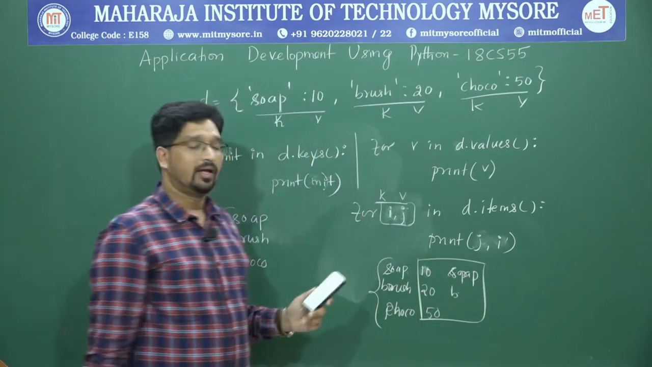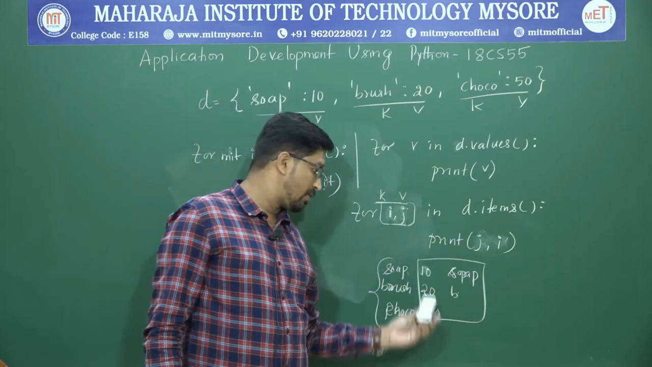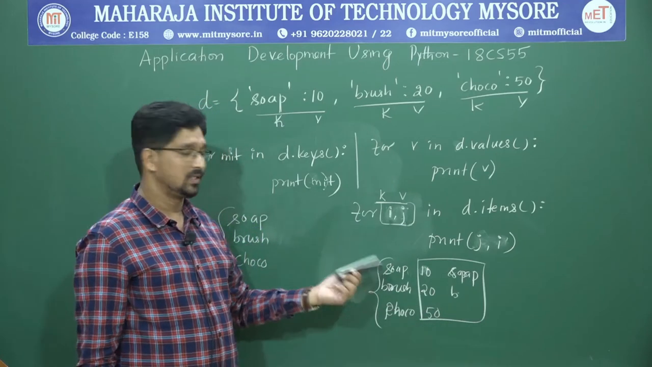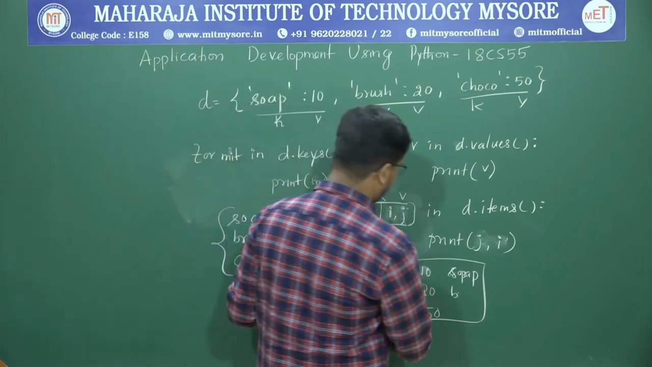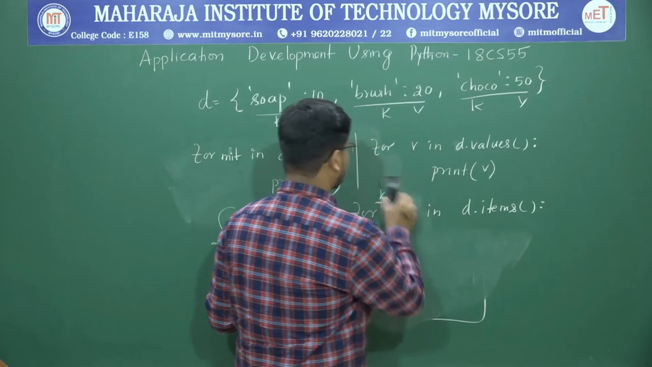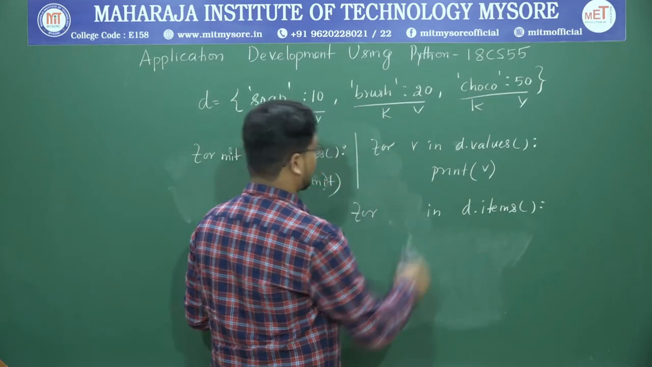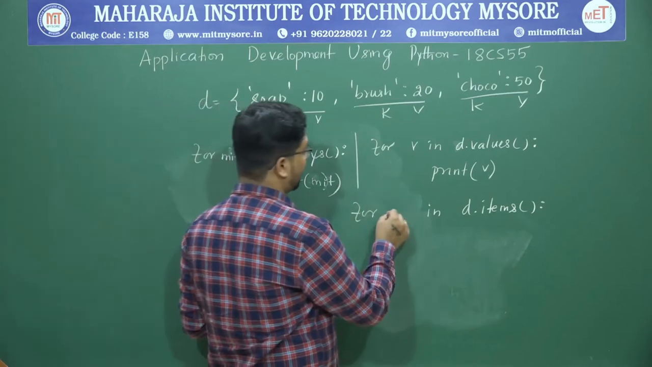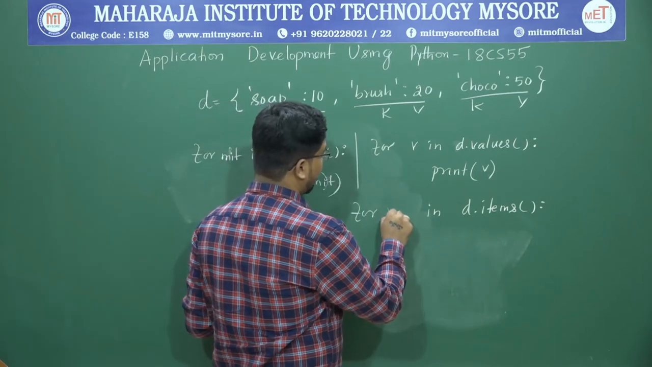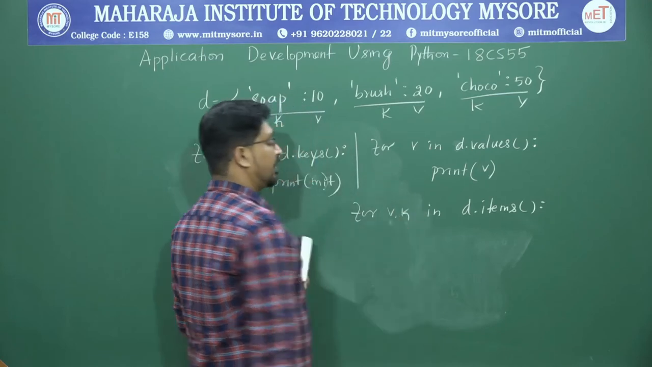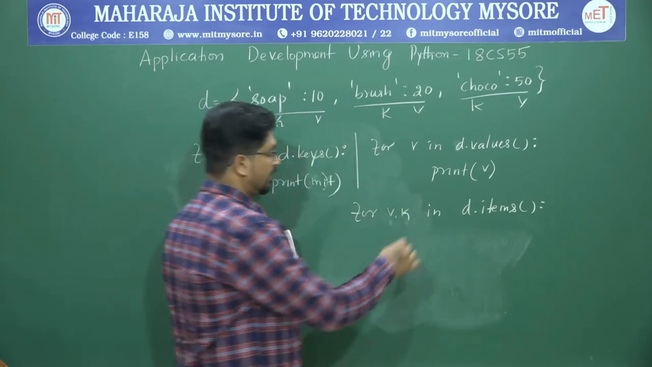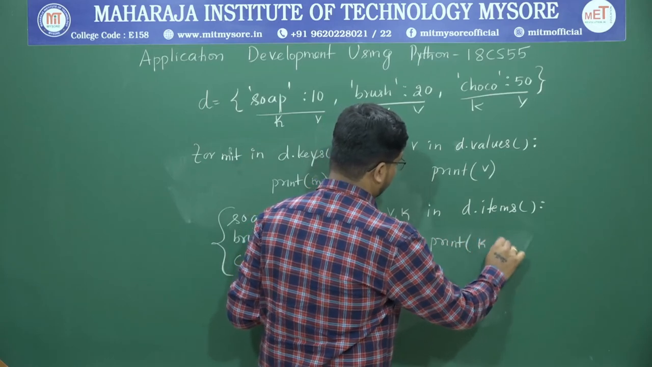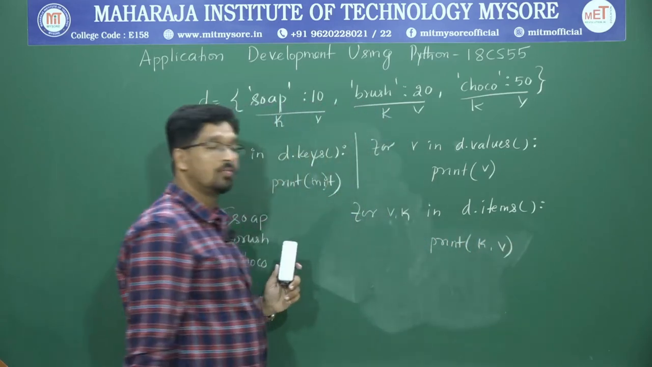You will get the reverse of this. First you will print all the values, then you will print all the keys. Sometimes people don't understand the ordering of these keys and values. What they will do, they will write for v k in d dot items, then print of k v. Then what is the output?